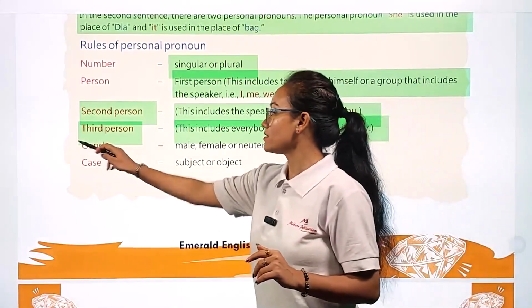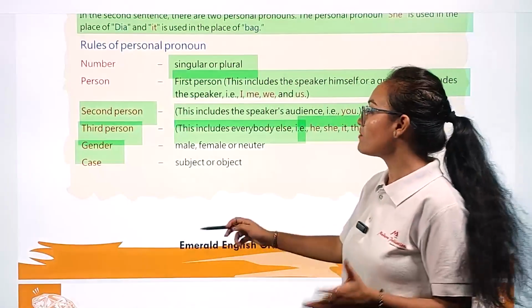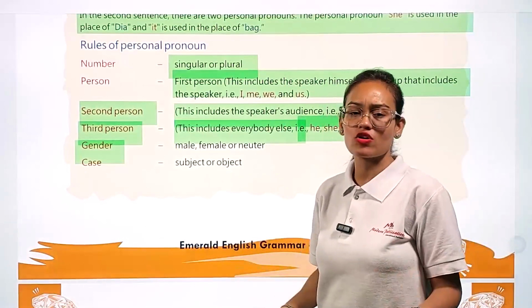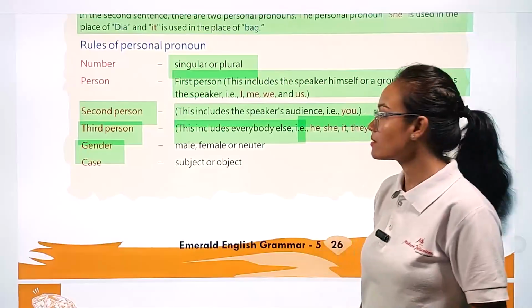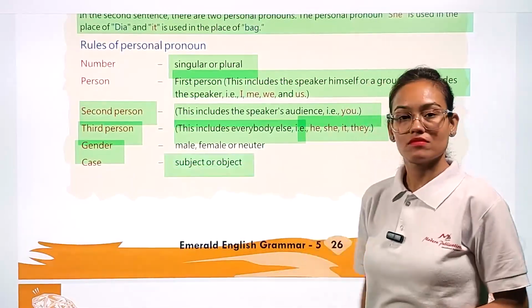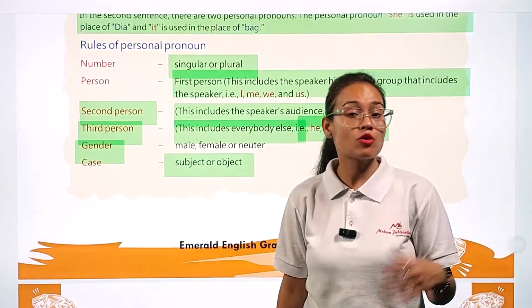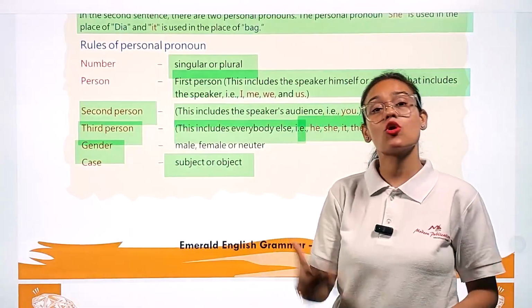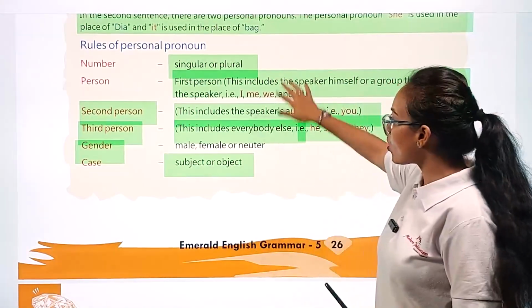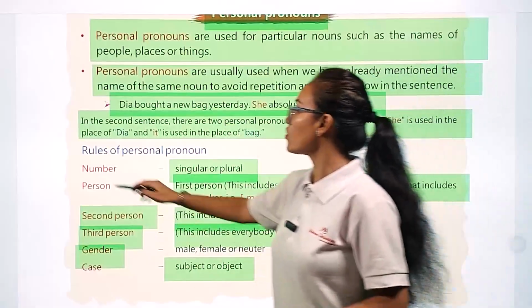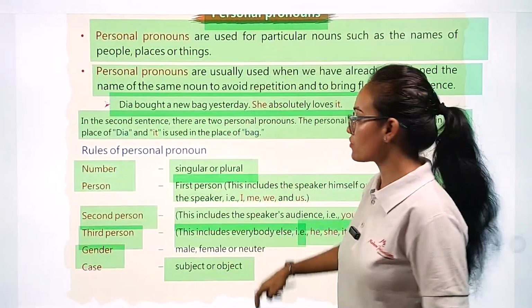Then gender. Whenever we are talking about the gender, we mean male, female or neutral gender. Case. Case means we are talking about the subject of the sentence or the object of the sentence. So in all these cases, my dear student, we follow the rules of personal pronoun.